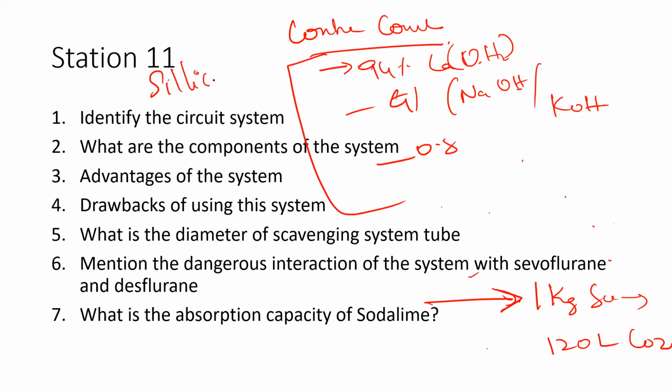What is the purpose of silicate? Hardening. Okay, it is a hardening substance. These soda lime granules can break down and become powders. When they become powders, what happens? It increases the resistance to the flow of gases through the soda lime. So in order to prevent the powdery form, we harden the soda lime by adding silicate. Okay, then what other things are present?